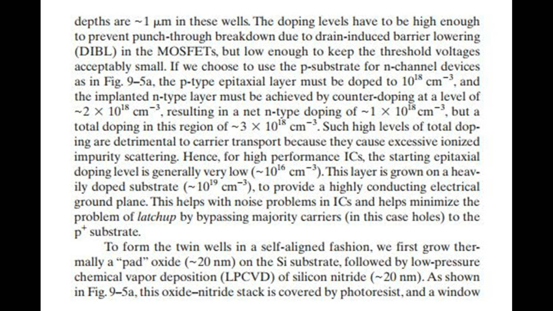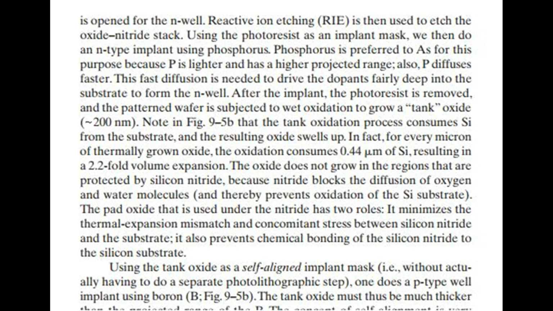To form the twin wells in a self-aligned fashion, we first grow thermally a pad oxide, 20 nanometers, on the silicon substrate, followed by low-pressure chemical vapor deposition, LPCVD, of silicon nitride, 20 nanometers. As shown in Fig 9.5a, this oxide nitride stack is covered by photoresist, and a window is opened for the N-well. Reactive ion etching, RIE, is then used to etch the oxide nitride stack.